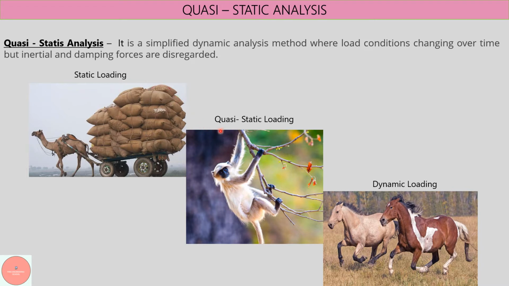In the quasi-static loading conditions, if you see the image, a monkey is jumping from one branch of the tree to another branch. Each branch will influence a different loading situation. In the dynamic loading conditions, as you can see in the picture, the horse has a faster rate of speed. In the same way, the loading will happen in the component with respect to time, even in milliseconds as well.